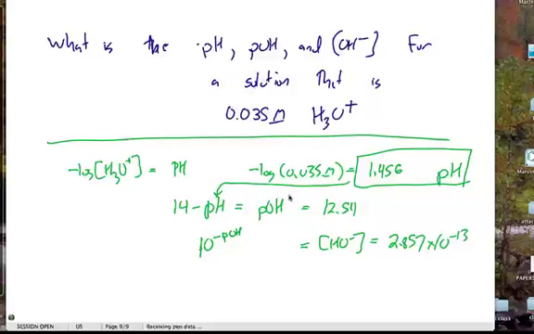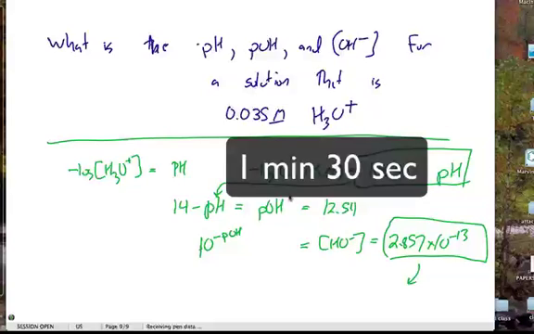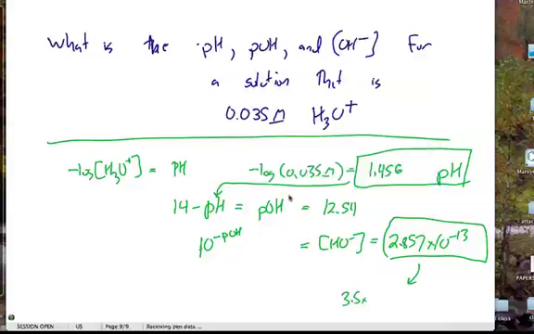And if we did it right, the log of that should be 12.54, which it is. And we can check that by dividing this into 1 times 10 to the 14th. 1 over x gives us 3.5 times 10 to the negative 2 as our H3O plus concentration, which was our starting condition. All right, done.